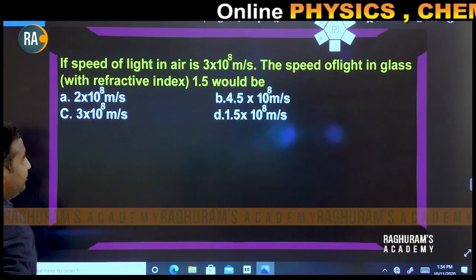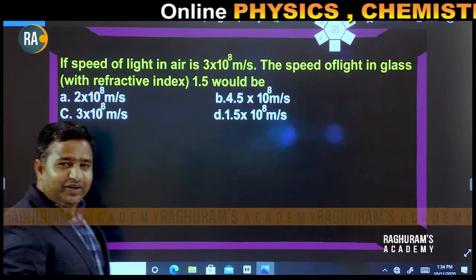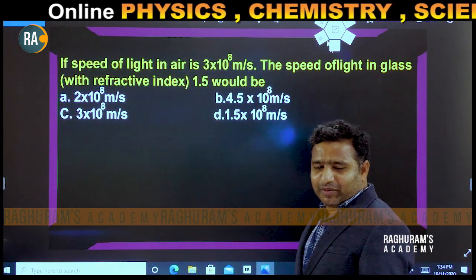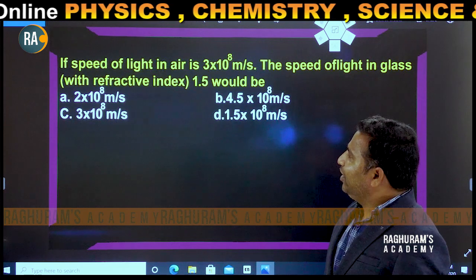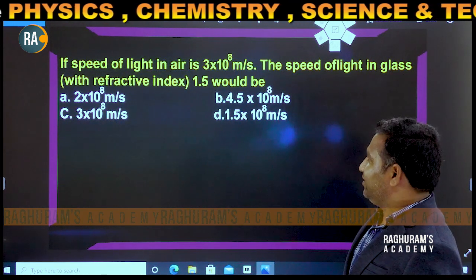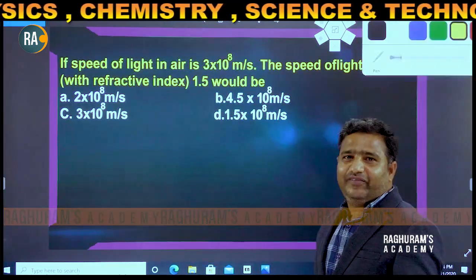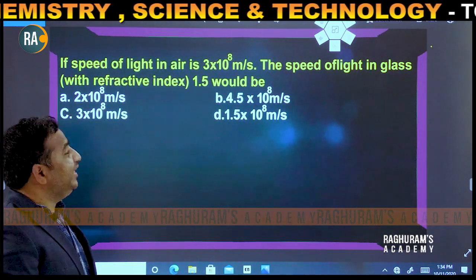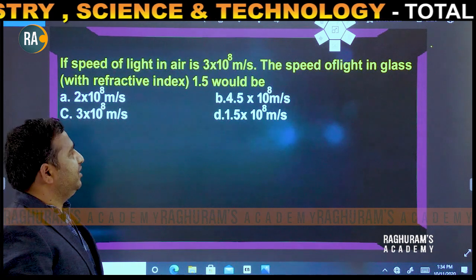Now, the third question is a physics problem. We discuss the problem. Sometimes problems also appear. If the speed of light in air is 3 into 10 to the power of 8 meter per second, the speed of light is how much here? 3 into 10 to the power of 8 meter per second.